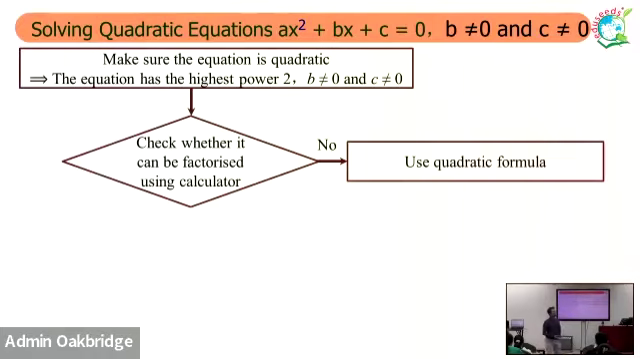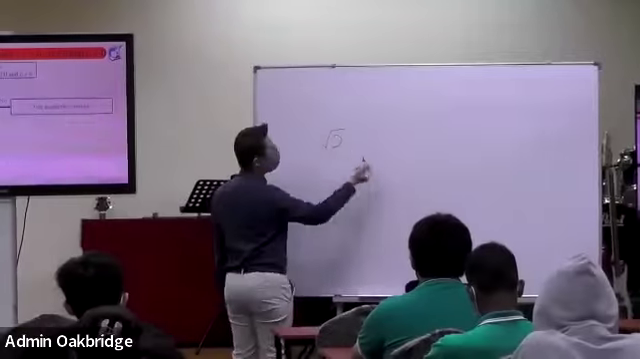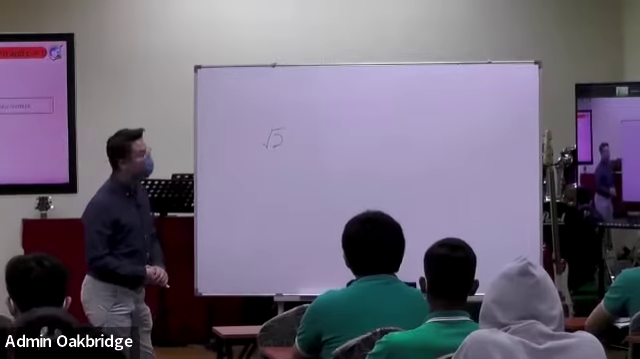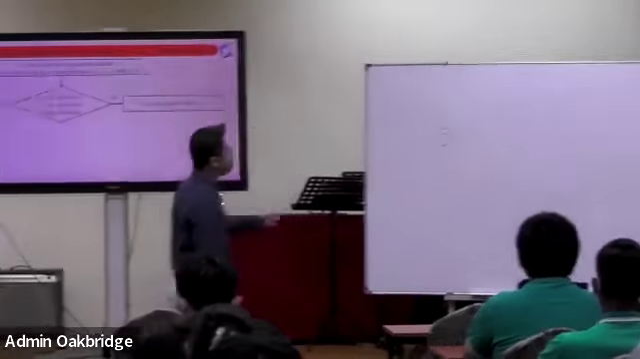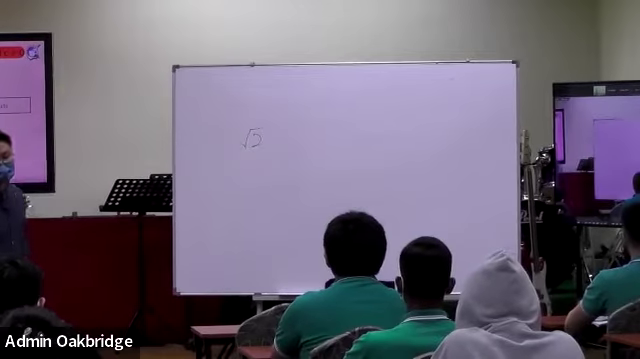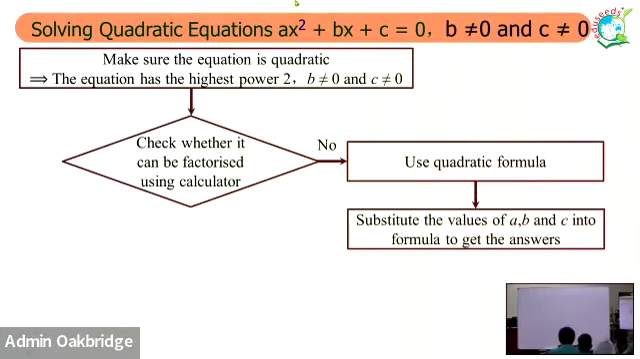So how do you know that the calculator tells you that this quadratic equation cannot be factorized? The answer must be in irrational form. Irrational form, like when you see a square root of something, like square root of 2, that means it's irrational, cannot be expressed as a ratio or fraction. So when you check using a calculator and the answer is in irrational form, that means you have to use the quadratic formula. After you know you need to use the quadratic formula, the next thing to do is identify the a, b, and c. I assume that all of you know how to find out the a, b, and c, and then put all these values into the formula to get the answers.